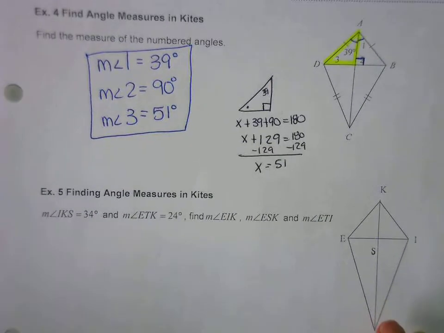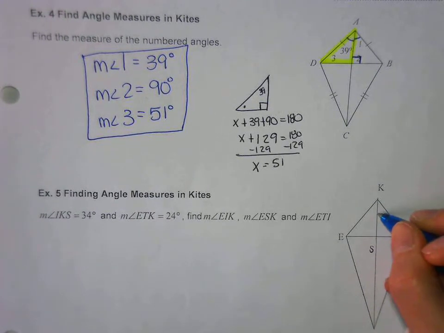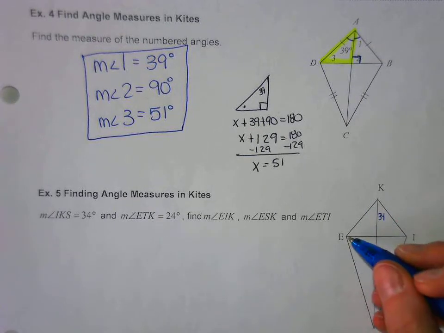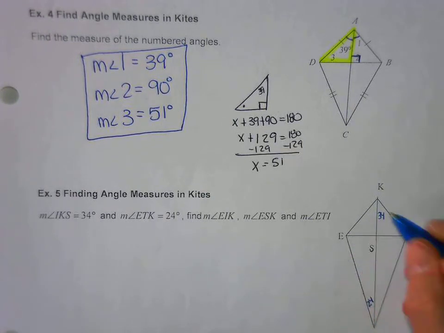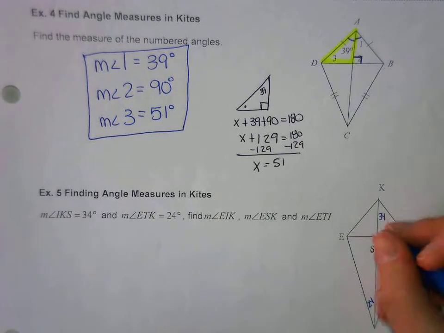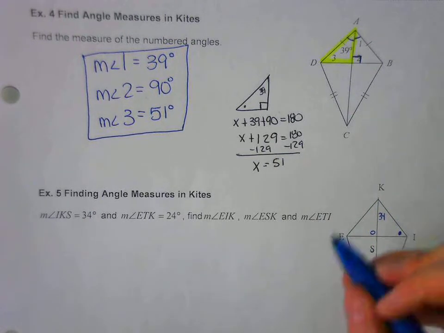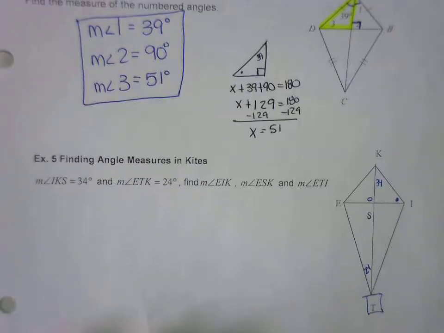So example 5. Measure of angle IKS is 34 degrees. And the measure of angle ETK, down here, is 24 degrees. We want to find the measure of angle EIK, so I want to find this angle right here. Measure of angle ESK, so this one right here, let's mark it with an open circle. And the measure of angle ETI, so I want this angle down here. We're going to say angle T. So three angles that we're trying to identify.